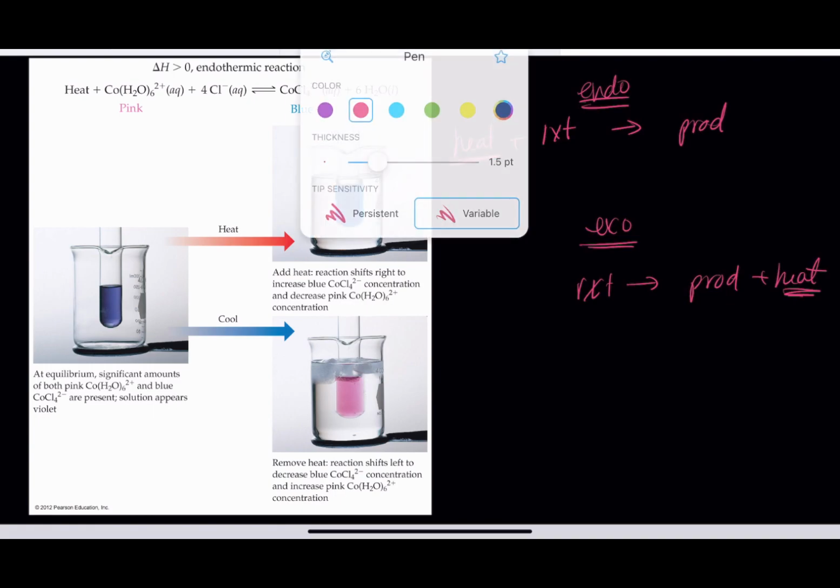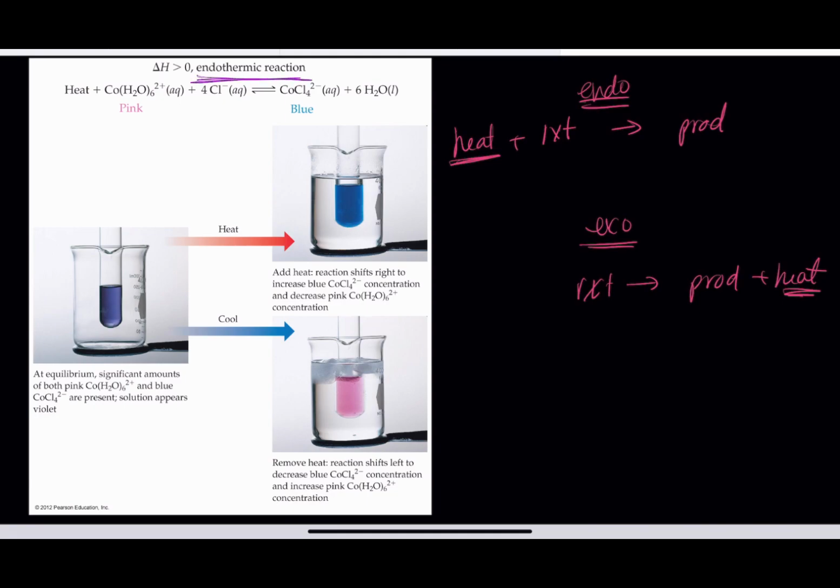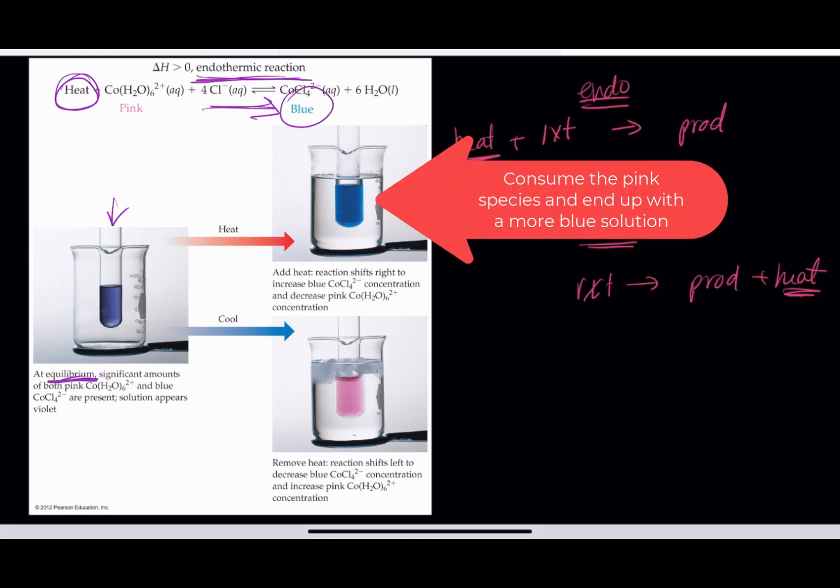So if we look at this example given to us, we have an endothermic reaction, where heat is like a reactant. And here we have a system that is at equilibrium, which is essentially purple, because we have both blue and pink present. And if we add heat, we go forward, because it's like adding a reactant, so the system shifts to consume the reactant and produce product, which happens to be blue.